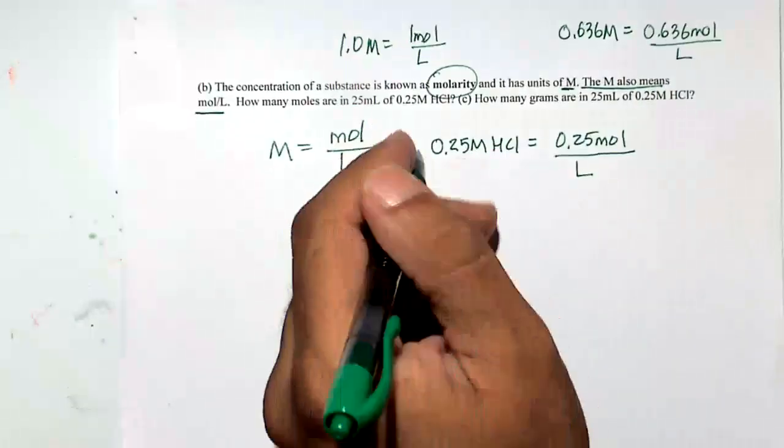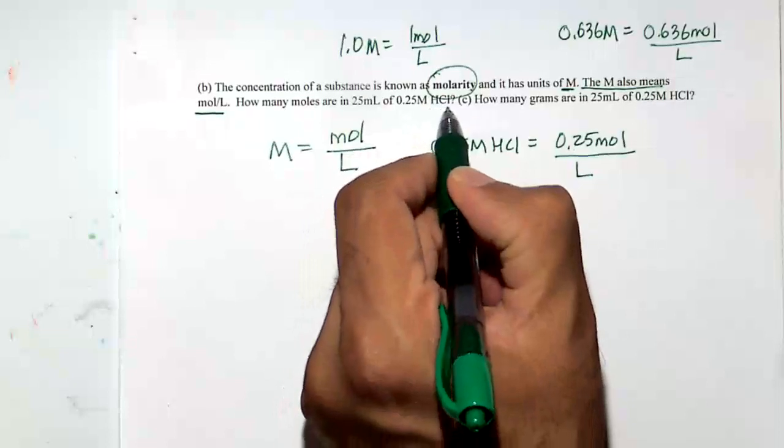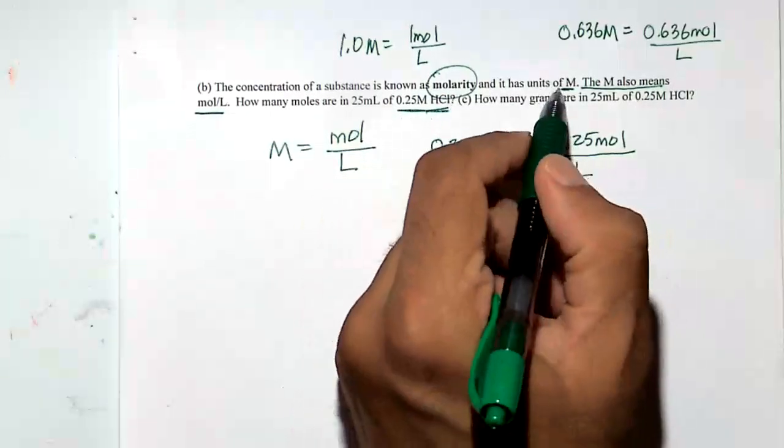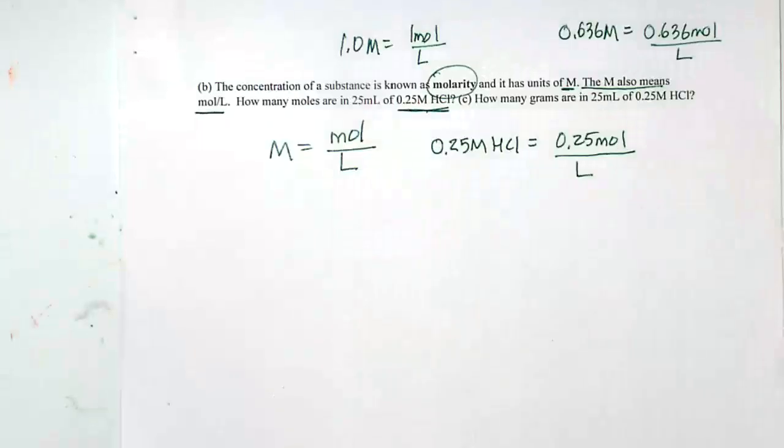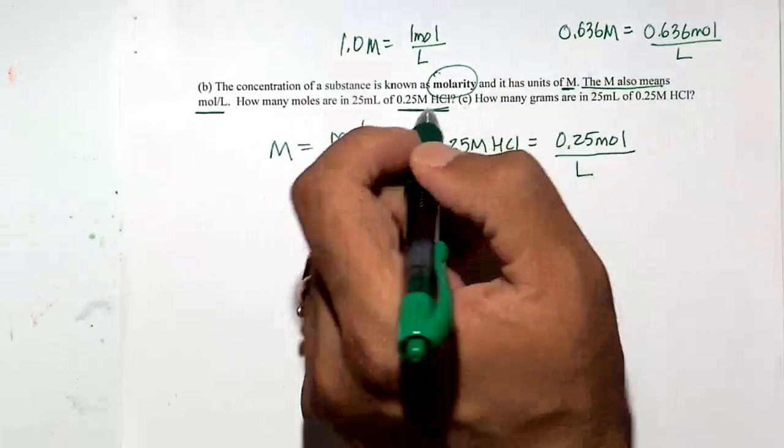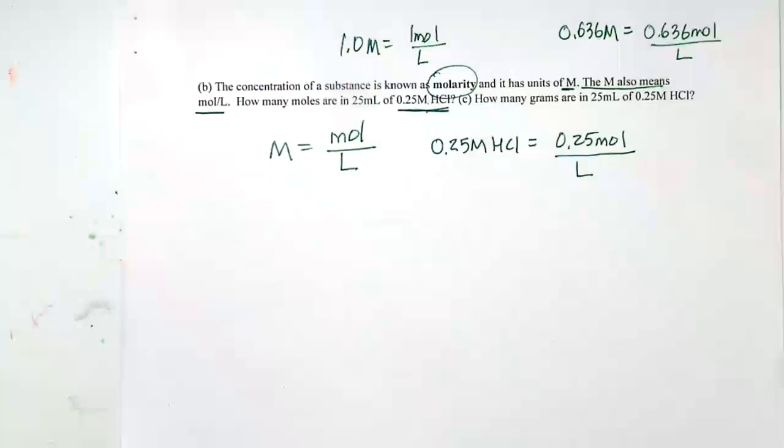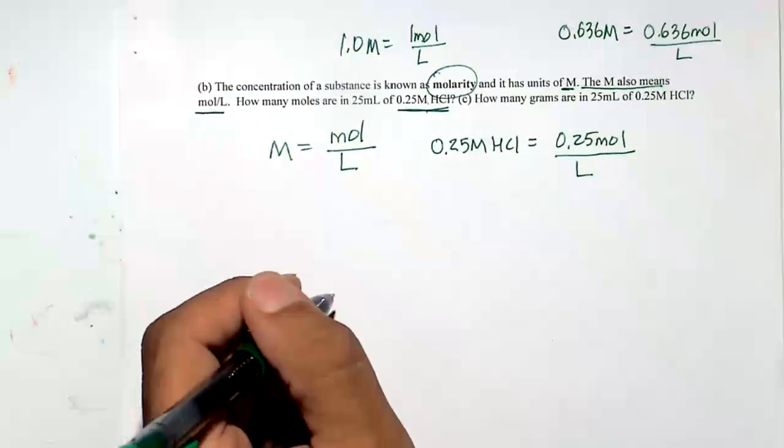This is a concentration. Let me ask you this. If I were to add water to this 0.25 molar HCl, what would its concentration be? Would it be higher than 0.25 molar or lower than 0.25 molar? Lower. Very good. This is dilution. If I add water, I'm diluting it. If I add water, I dilute the concentration.